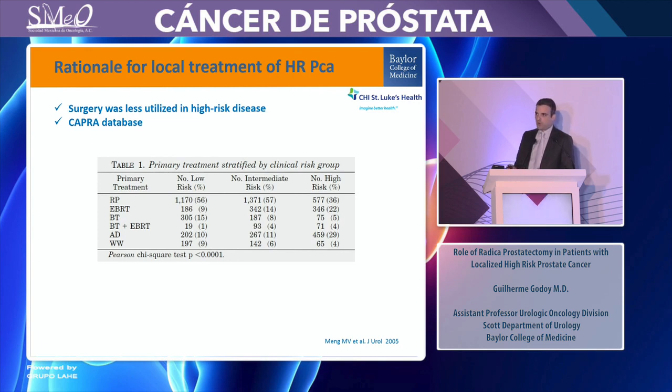So what's the rationale for local treatment in high-risk prostate cancer? Historically, doctors tended to think that this disease was actually advanced and that these patients had micrometastatic disease, so it was not uncommon for them to consider these patients too advanced for local treatment and start hormonal therapy. More recently, we started seeing treatment, both from a radiation standpoint or a surgical standpoint, addressing the primary tumor. And this is one of the old CAPRA database papers showing how surgery was underutilized compared to intermediate and low risk in this disease.